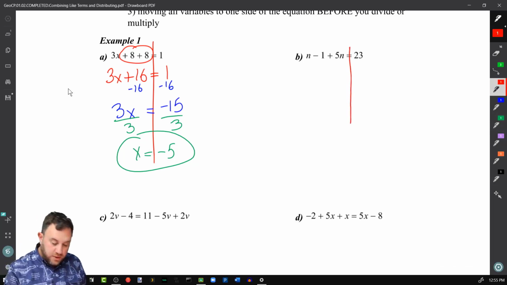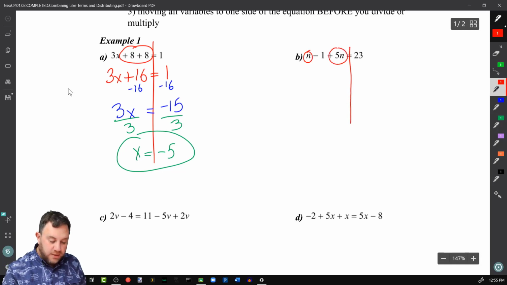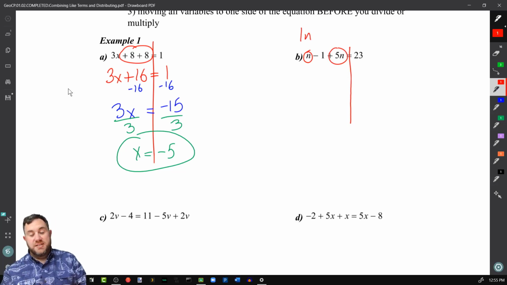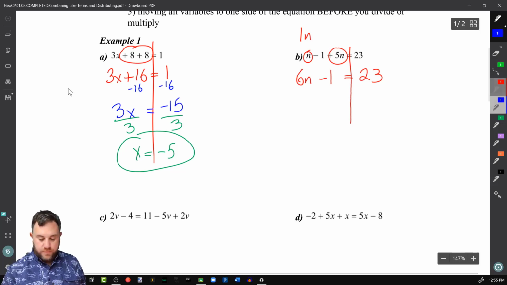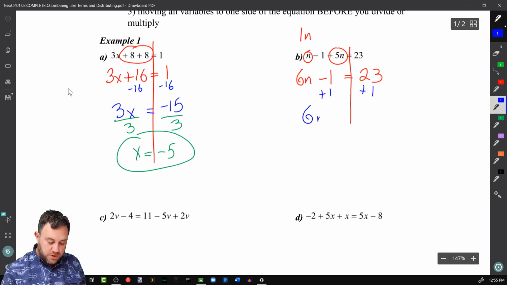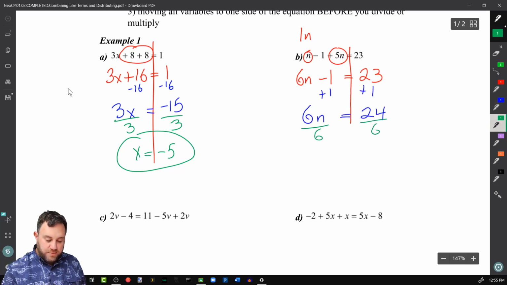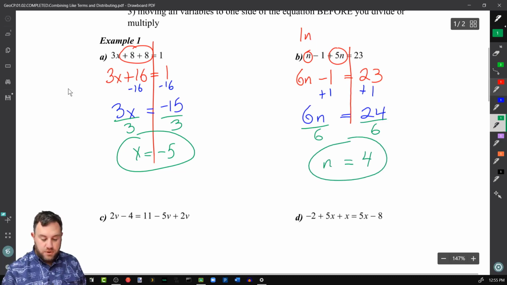For b, we've got a 1n and a 5n. Remember, if it's just the variable by itself, that is 1n. So 1n plus 5n, that's going to be 6n. We bring down the -1, bring down the 23. To get rid of the -1, we'll add 1 to both sides. So we get 6n = 24. Then we'll divide both sides by 6 to get n = 4.